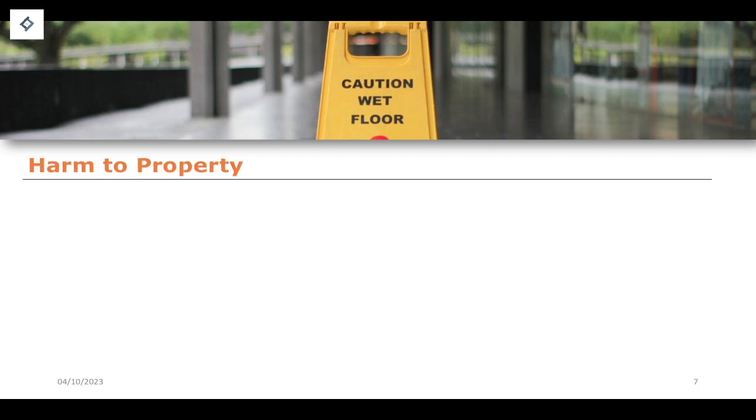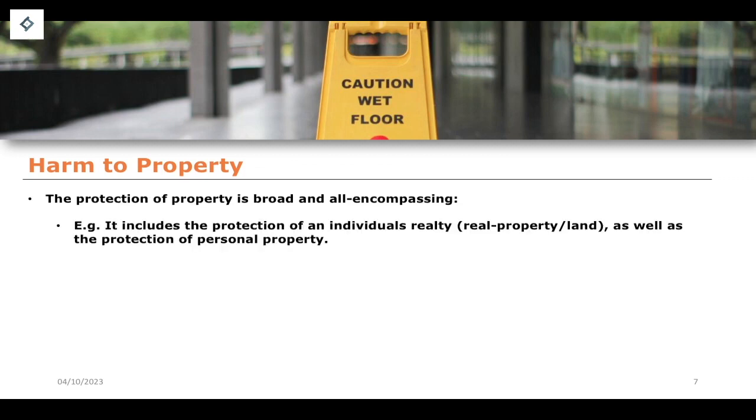What about harm to property? There are various different torts which we can see in this regard. The protection of property is broad and very all-encompassing. You can have, for example, the protection of an individual's realty, i.e. real property or land. For those who are studying land law as well, we have lessons on land law that we are doing at the same time, running in conjunction with this series.